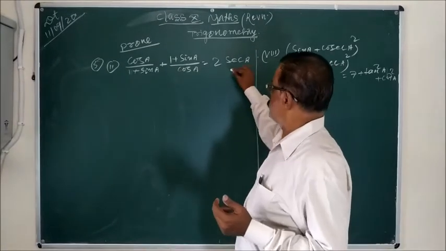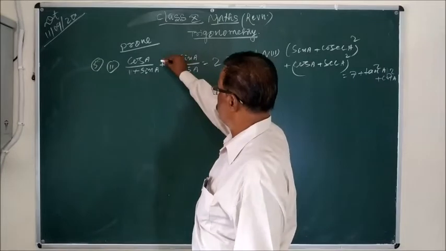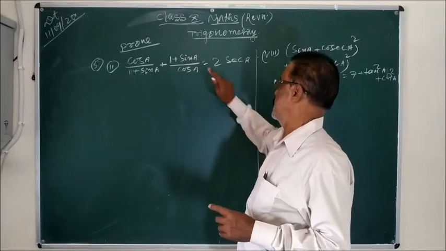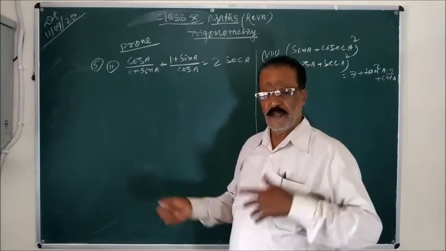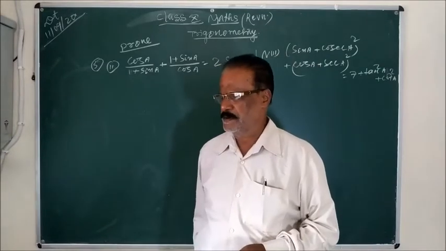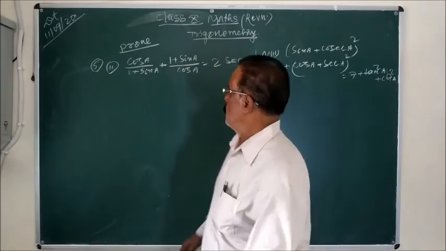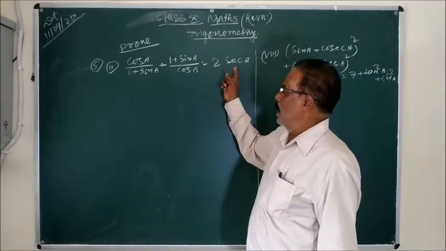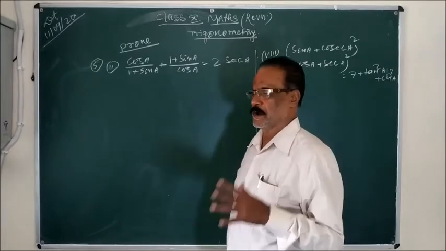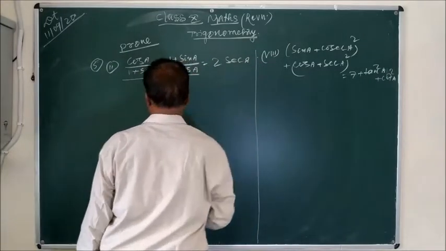But now you see, I have mentioned 2 questions on the blackboard. So you have to prove cos A upon 1 plus sin A plus 1 plus sin A upon cos A is equal to 2 sec A. So my dear students, I have explained many times, this is the identities. Many types of questions can be asked through this trigonometric identity. Now you have to prove this is equal to this.